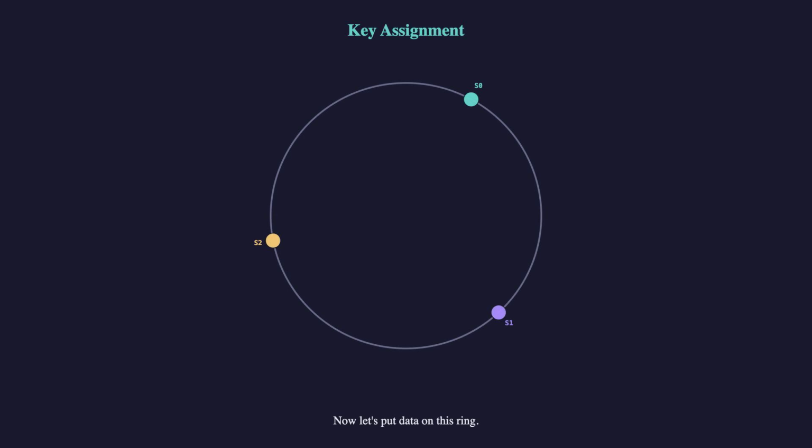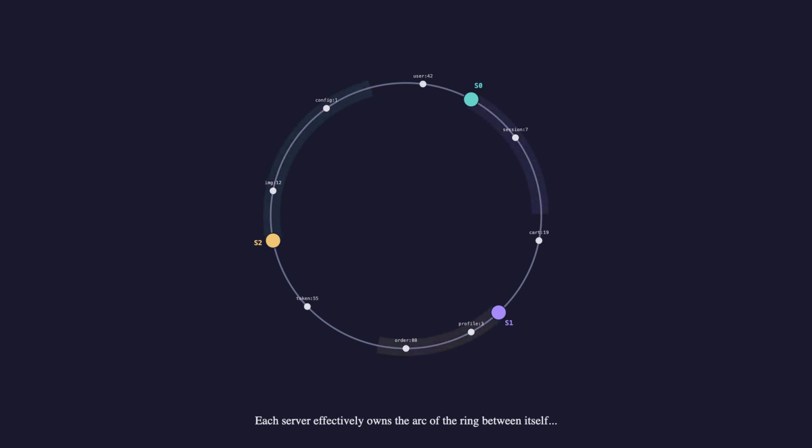Now let's put data on this ring. Hash your data key the same way you hash the servers. The key lands at some position on the ring. To find which server is responsible, start at the key's position and walk clockwise around the ring until you hit a server. That first server you encounter is the one responsible for this key. Simple as that. Each server effectively owns the arc of the ring between itself and the previous server in the counterclockwise direction. These arcs partition the entire ring into regions, one per server.